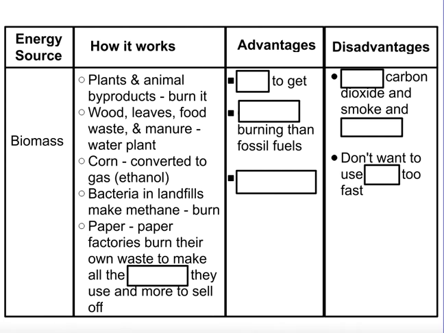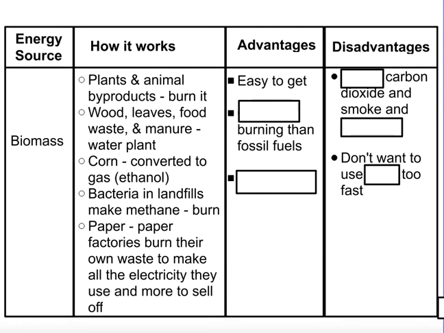We can also talk about paper. Paper factories burn their own waste to make all the electricity they use and more to sell. So biomass is all the breakdown of non-living and living things broken down and used to generate electricity.